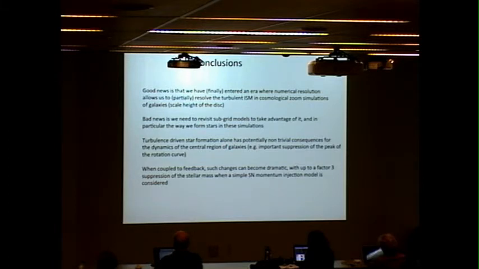And then I hope I've convinced you that turbulence-driven star formation alone has potentially non-trivial consequences for the dynamics of central regions of galaxies, and that when it's coupled to feedback, these changes can become dramatic. Even with a simple model, with just a standard set-off solution for supernova, we can reduce the mass of stars that we form by more than a factor of three compared to the density threshold star formation. That's it.